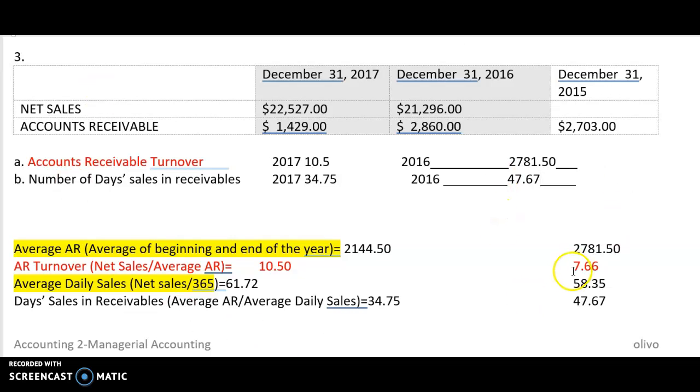So that's how we do the first problem there. We use the numbers. These two are the average for the first one. These two are the average for the second one.